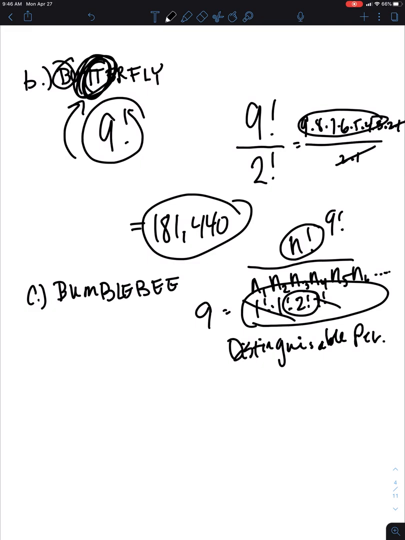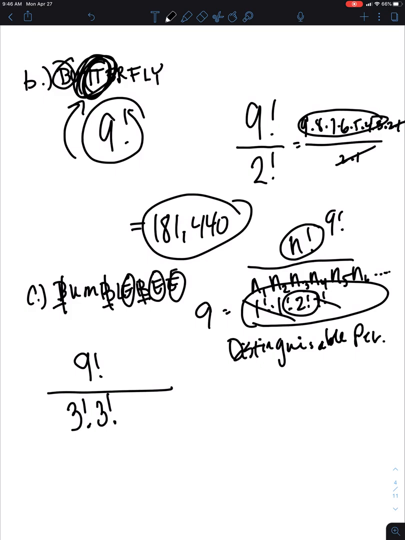You can see here 9 letters again, so we know it's this, except for the fact we've got some repeating letters here. Okay, we've got 1, 2, 3 B's. I'm going to put a line through them, so we've got to factor that in. And then we also have 1, 2, 3 E's. If you're really writing this the way the formula says, there's 1 U, there's 1 M, there's 1 L.